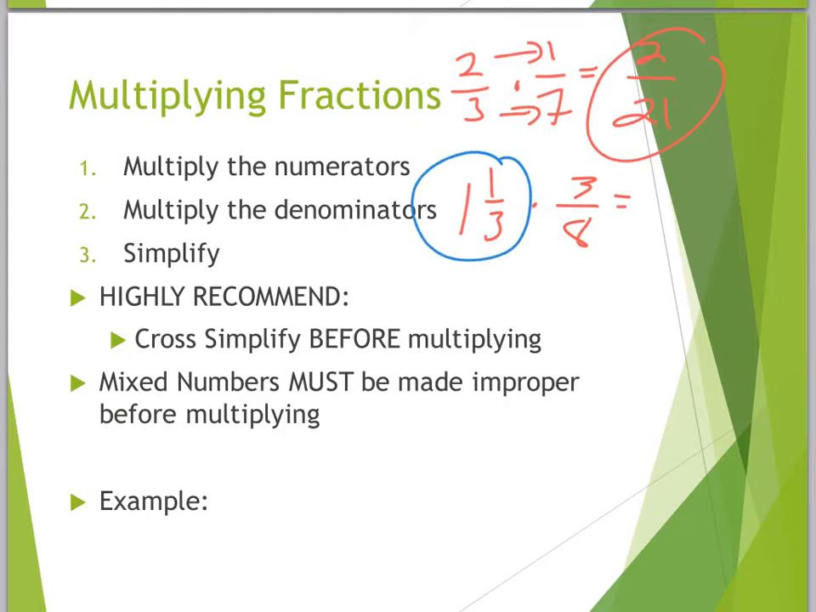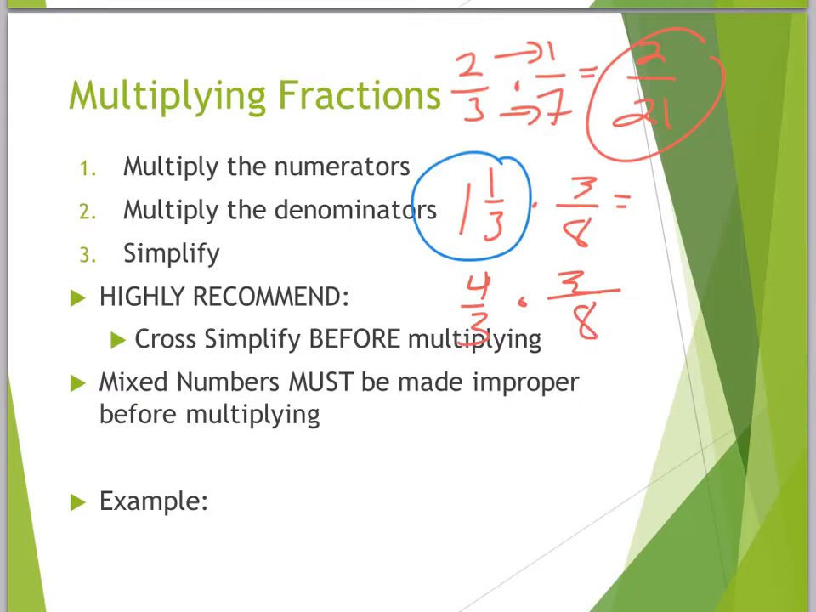And what does that look like? We've practiced this a couple of times already. 1 times 3 is 3, plus the 1 is 4. Let me say that again. The whole number times the denominator, so 1 times 3 is 3, plus the 1 is 4. That becomes 4 thirds, multiplied by 3/8.